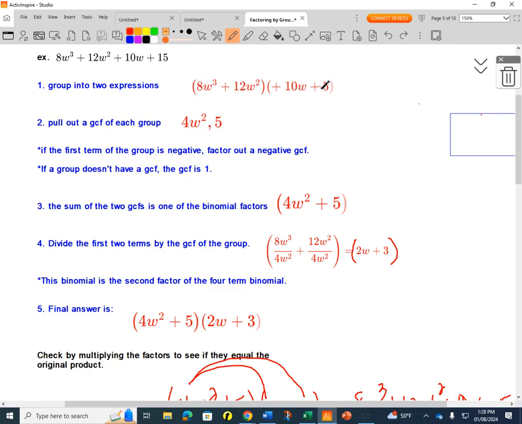This one right here is where I forgot to put the 5. Will you guys put a 1 there for the 15? When I rewrote it, I forgot the 1. Will you go back and make sure you have the right thing there? So by number 1, it should say 8w cubed plus 12w squared, parentheses, plus 10w plus 15. I left out the 1 when I typed it. Did you fix it? Yes, thank you.